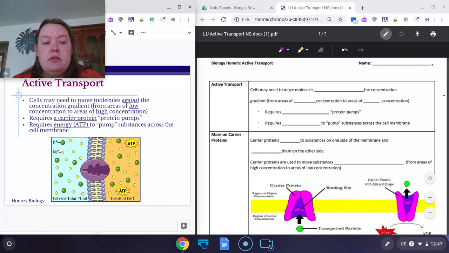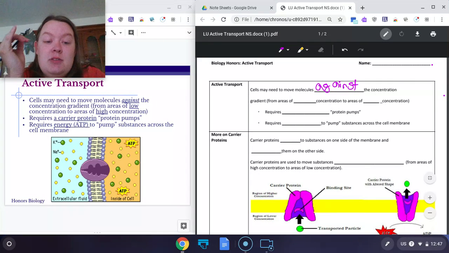So, cells may sometimes need to move molecules against the concentration gradient. So sometimes a cell is going to need something, and instead of going with the gradient from high to low, it might require going in the opposite direction and moving things from an area of low concentration to an area of high concentration.